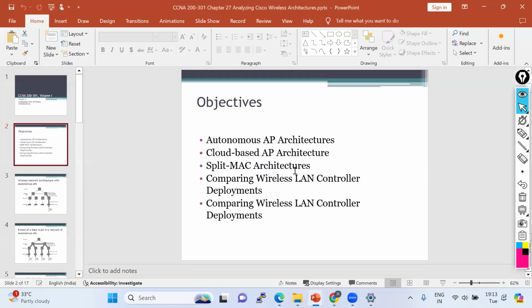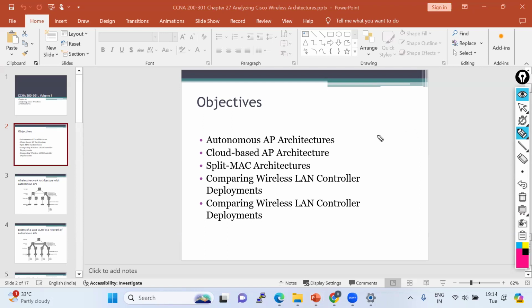So the WLC and the AP are the key components. Without that, you cannot proceed with any wireless communication. Now, I mentioned that the WLC is the key component, acting as a brain. But can I remove this WLC from my network and still give wireless communication?